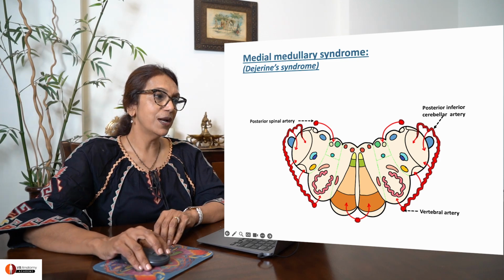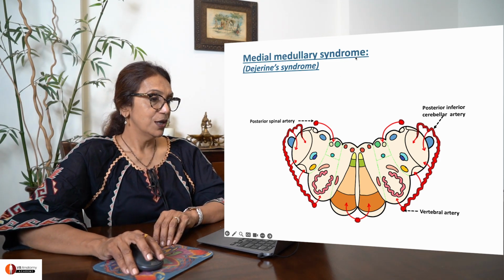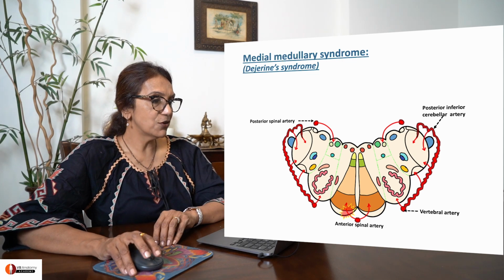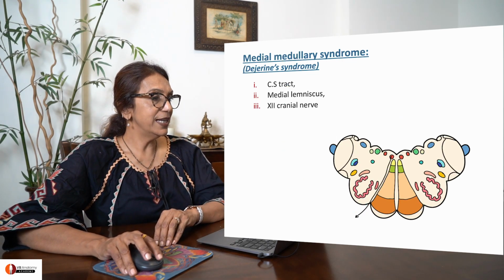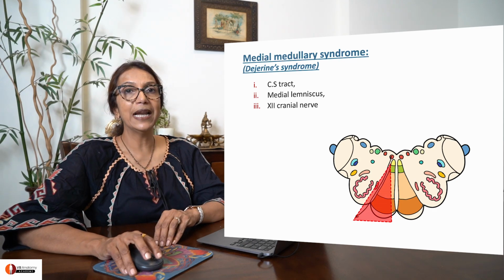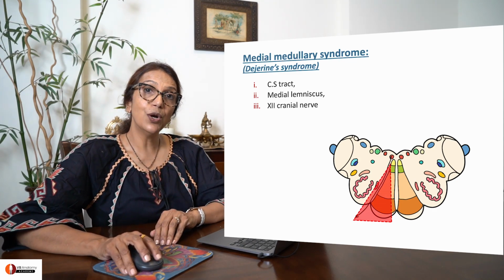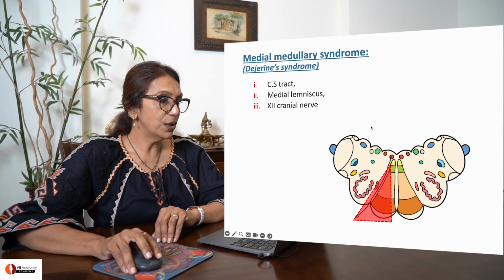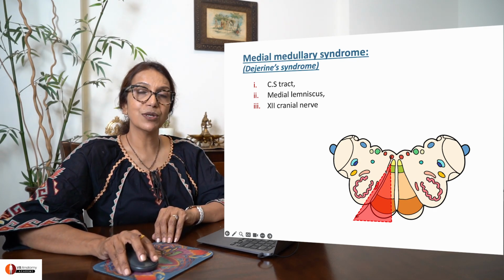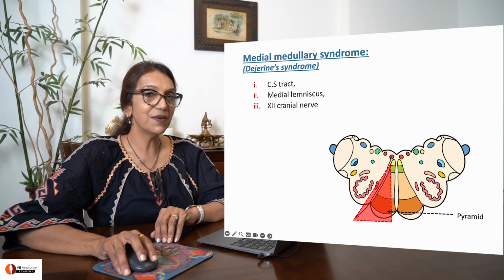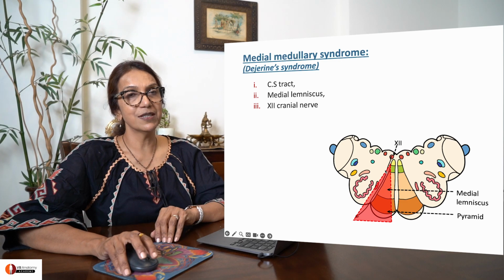The lesion is called medial medullary syndrome or the Dejerine syndrome. So the anterior spinal artery is affected in this case, this side. So the lesion that gets produced is somewhat like this. This is the area which enters into ischemia. So what are the tracts affected? The corticospinal tracts of pyramid, the medial lemniscus, the hypoglossal nerve. So the pyramid is affected, the medial lemniscus is affected, and the hypoglossal nerve is affected.